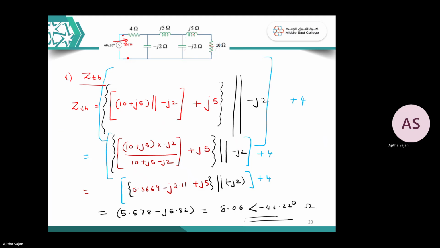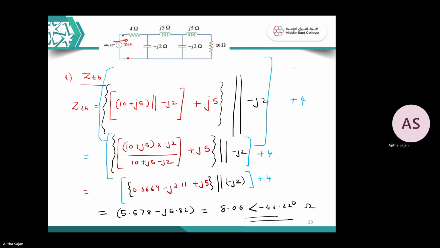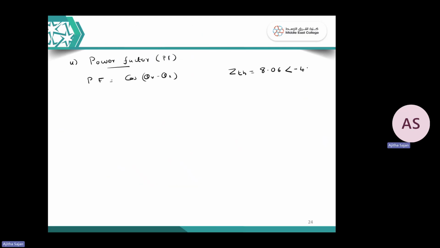So how can you calculate power factor? Second is power factor. So what is power factor? Power factor is PF, let me write. Power factor is equal to cos of theta V minus theta I. And what is your ZTH? ZTH is 8.06 angle minus 46.22.